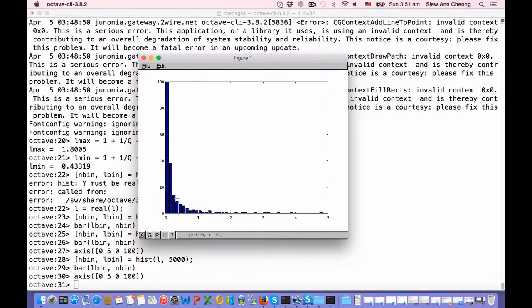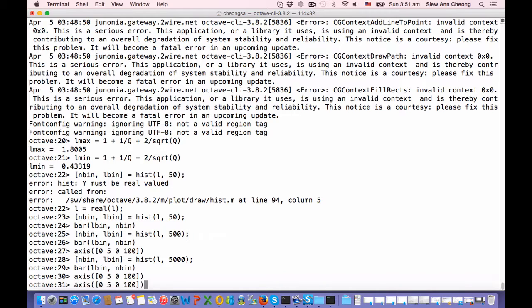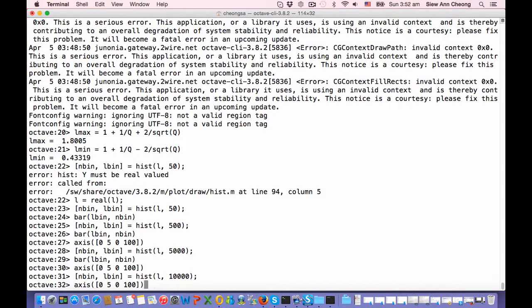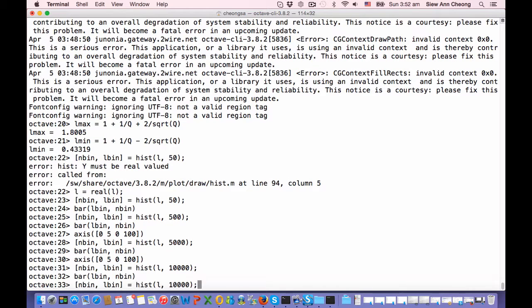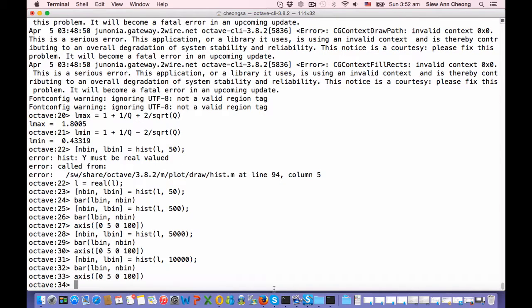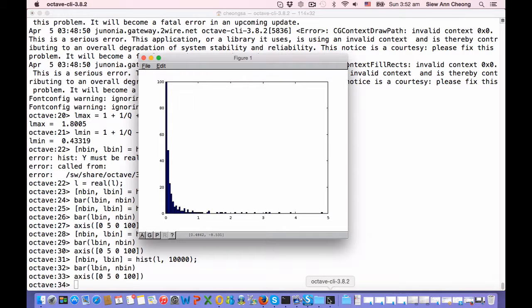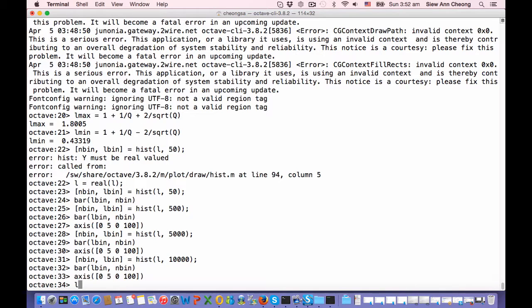So let's increase the number of bins yet again to 10,000. Okay, create the bar graph and see what it looks like. Is it more interesting? Yes, there's a lot more features that can be seen between 0 and 2. So now let's go ahead and compute the maximum eigenvalue, or we've done that already. So let's plot the theoretical distribution between L min and L max. 500 data points should be enough.